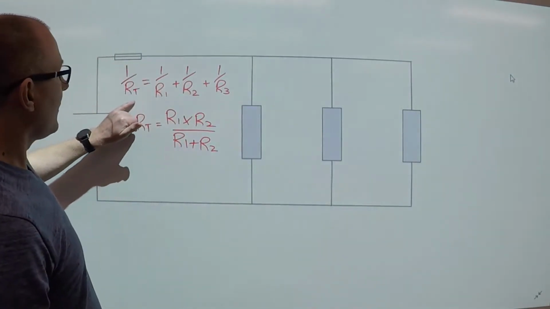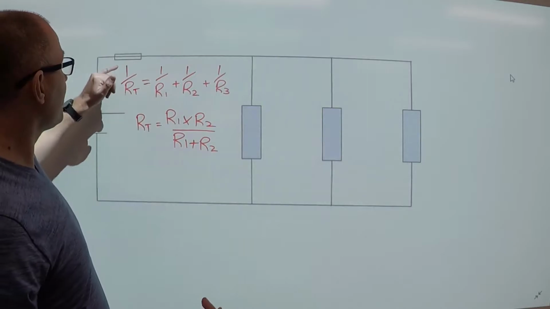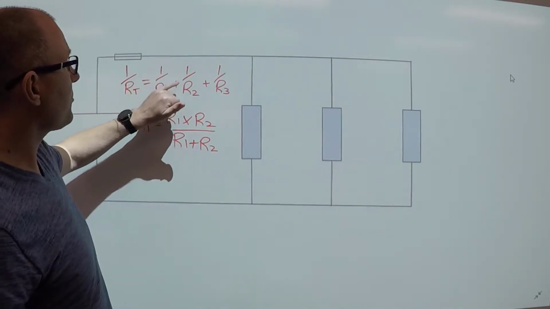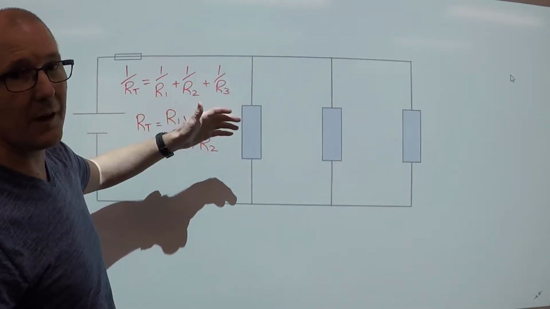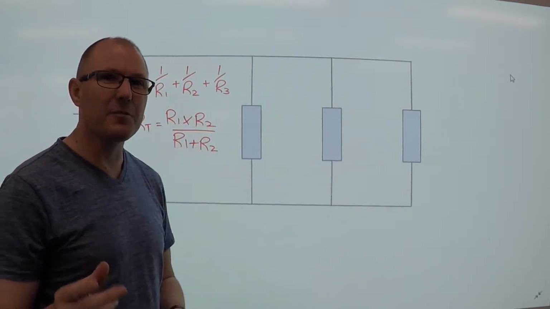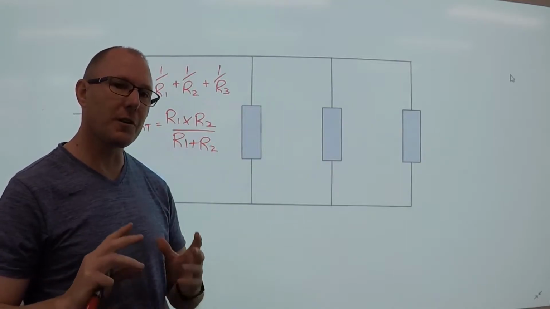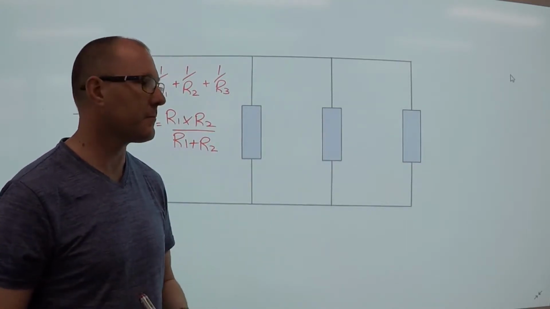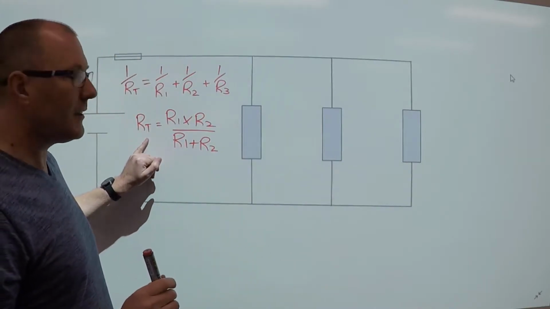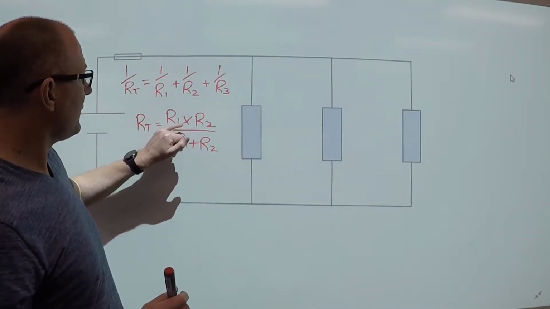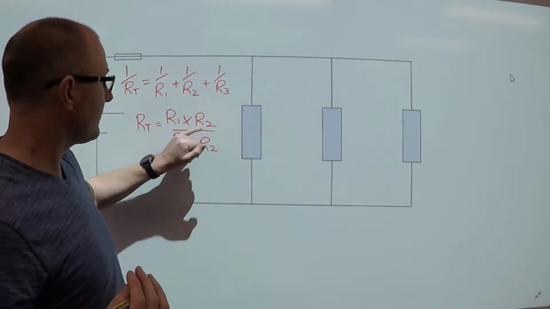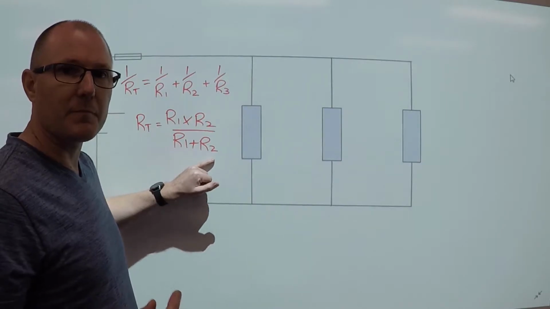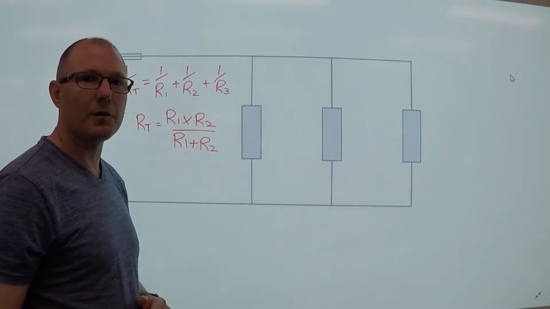So the traditional formula to use is 1 over RT equals 1 over R1 plus 1 over R2 plus 1 over R3. Now that can be a little bit confusing for some people, so I've got another formula that works out exactly the same that you can use. This is RT equals R1 multiplied by R2 divided by R1 plus R2. I'll go through how that works.